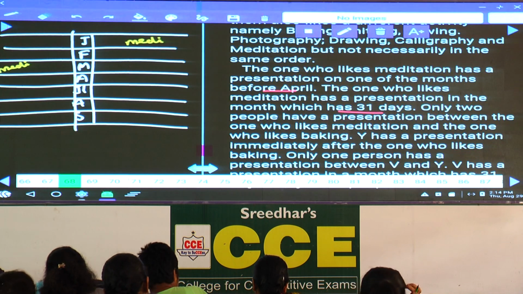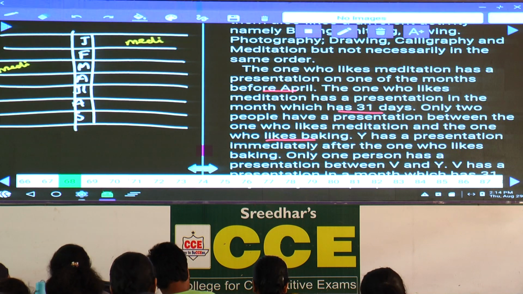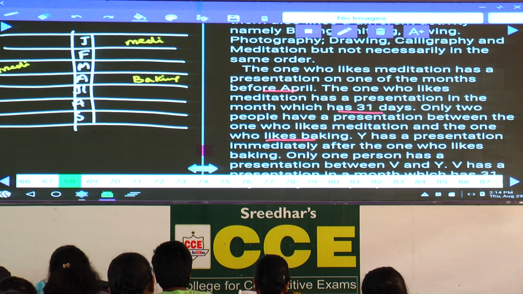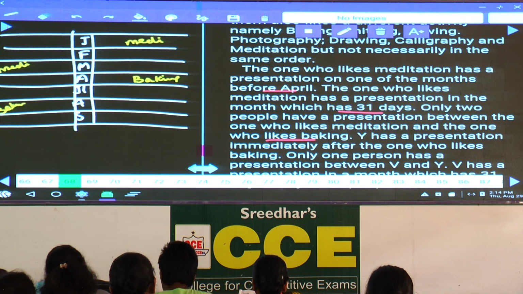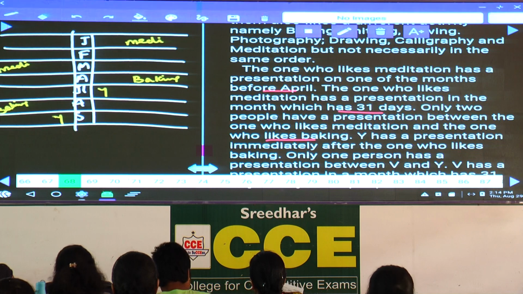And next one, only two people have a presentation between the one who likes meditation and the one who likes baking. Now only two people between meditation and baking, hence in the first case baking is here. And only two people between meditation and baking, hence in the second case baking must be at this place. And Y has a presentation immediately after the one who likes baking. Y is immediately after the one who likes baking.